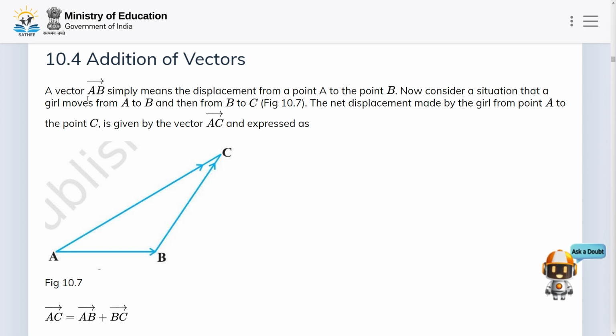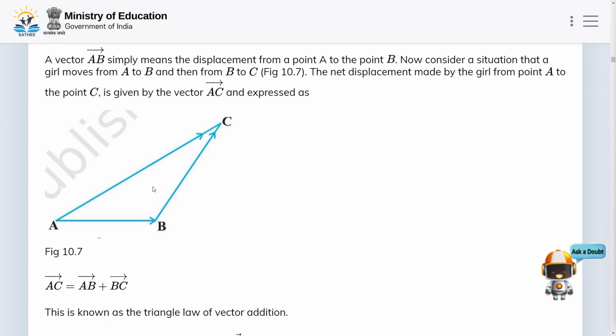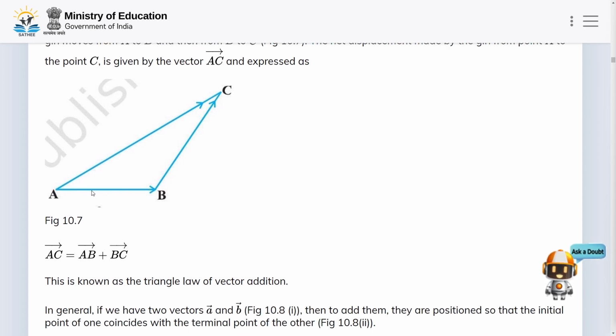So let's see. If you have vector AB, it simply means the displacement from a point A to the point B. Now consider a situation where a girl moves from A to B and then B to C. Then the net displacement made by the girl from the point A to the point C is given by vector AC. Clear? As you can follow this figure, A to B means AB vector, B to C means BC vector, and then the net displacement will be A to C, this means AC vector.